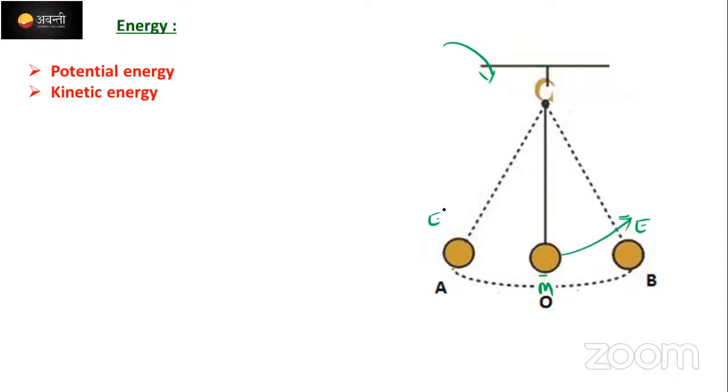Due to change in position, there is a certain kind of energy present in that body. We call that potential energy. Correct ना? Potential energy कैसे मिलता है? Due to change in position. Correct na? Due to change in position, energy arises. That energy we call potential energy. Clear hai na? Okay.